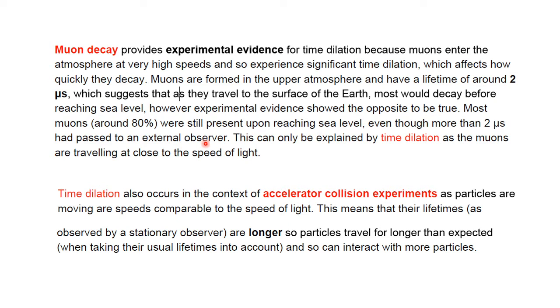So how can we explain this by the idea of time dilation? The muons are traveling at close to the speed of light. As they travel close to the speed of light, the external observer deduces that they have a longer travel period.